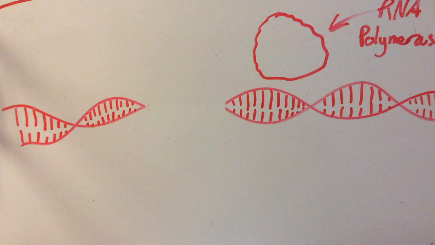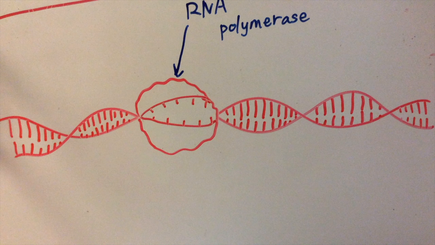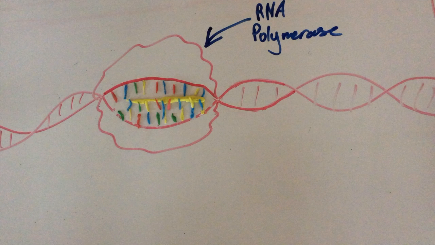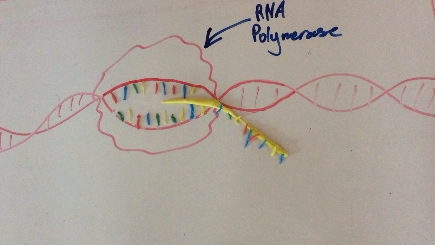During initiation, RNA polymerase binds to the promoter region, which controls the majority of gene expression. The DNA double helix is unwound and opened by the binding.